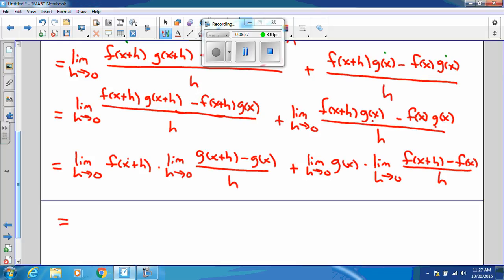As h goes to 0, f of x plus h collapses to f of x. And as h goes to 0, look at that quantity right there. What is that thing? We know that thing. That's the derivative of g of x. This one is possibly the weird one. Notice that h is going to 0 here, but x is not going to 0. h is not x, right? h is the little change in x. And so as h goes to 0, g of x is just g of x.